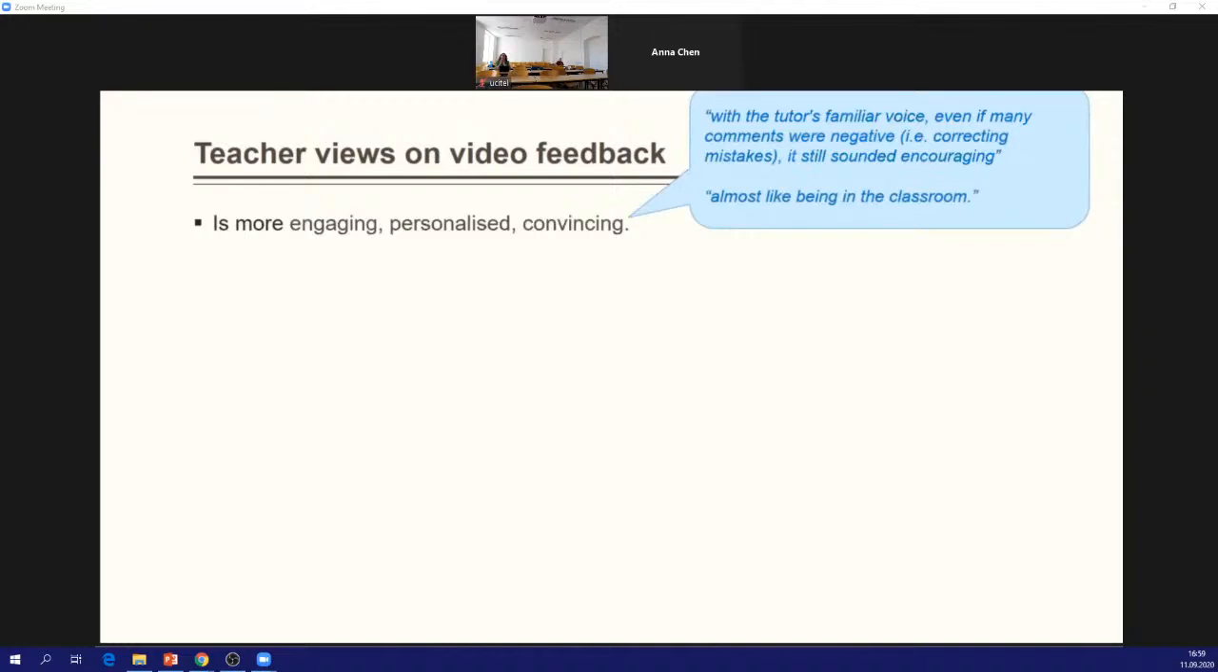First, the teachers agreed that video feedback was more engaging, personalized, and convincing. One teacher commented that with a tutor's familiar voice, even if many comments were negative, it still sounded encouraging. Teachers felt it was almost like being in the classroom when watching the video by themselves.